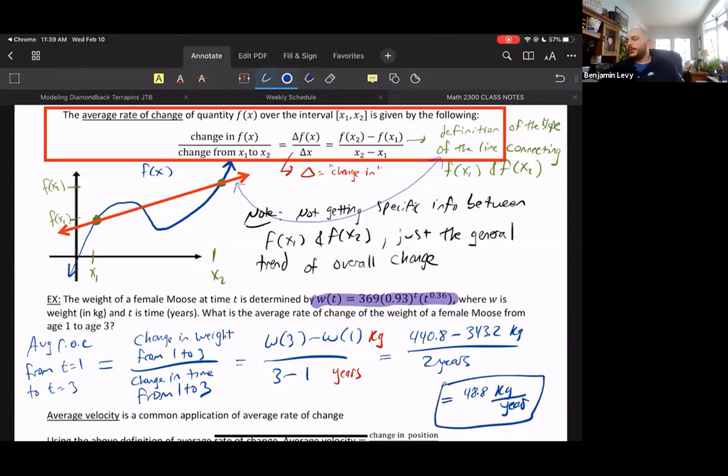And this is a female moose, so maybe the male moose is closer to what I guessed. I don't know. Right? Did they lose weight throughout there? Probably. Were there years where they gained more than 48? Probably. Did they ever gain exactly 48.8? Probably not. But just overall average trend, that's what we looked at.